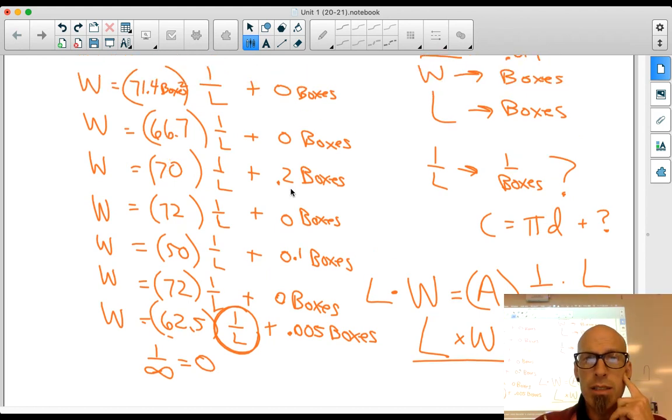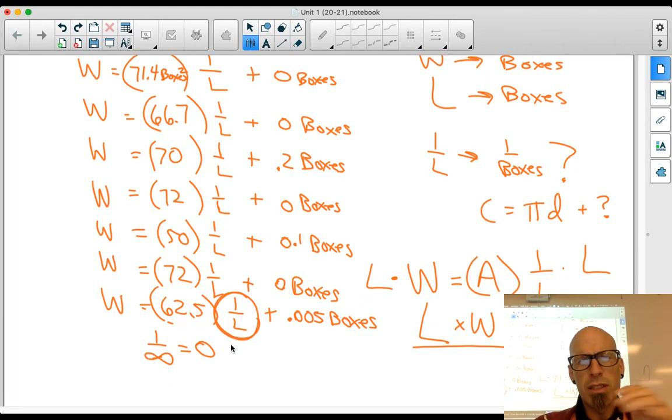We talked about the y-intercept. What do you think the y-intercept should mean or should be? It should probably be 0. Yours may not have been exactly 0, but it should be 0. The whole 1 over L thing, this is where we had kind of another conversation.